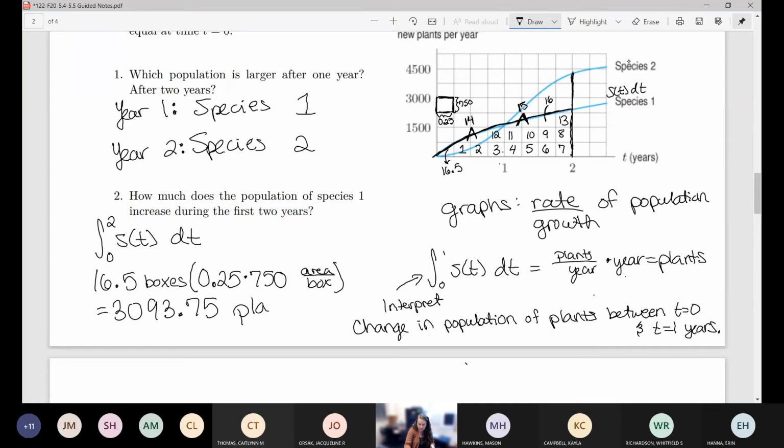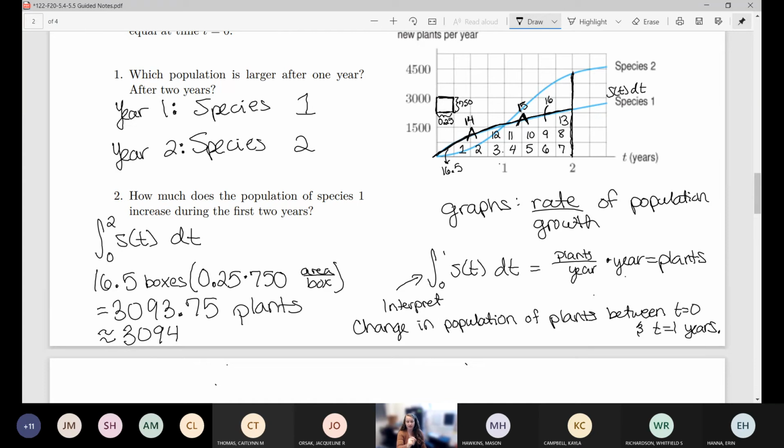3,093.75 plants. So why don't we go ahead and say about 3,094 plants. So that means that in that first 2 years, there are now 3,094 more plants than there were before.